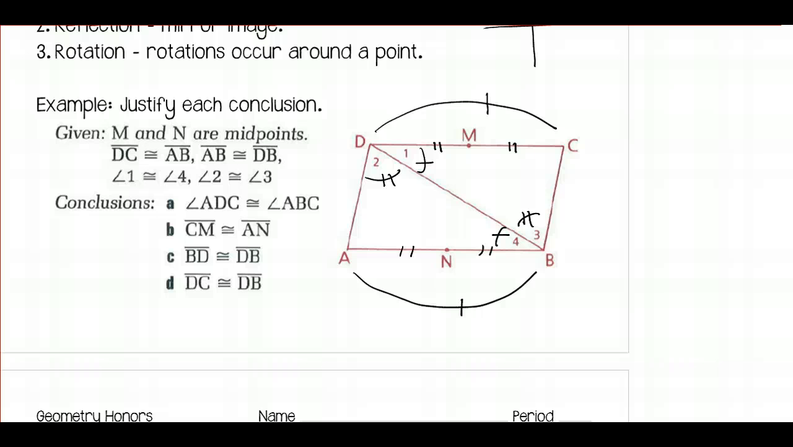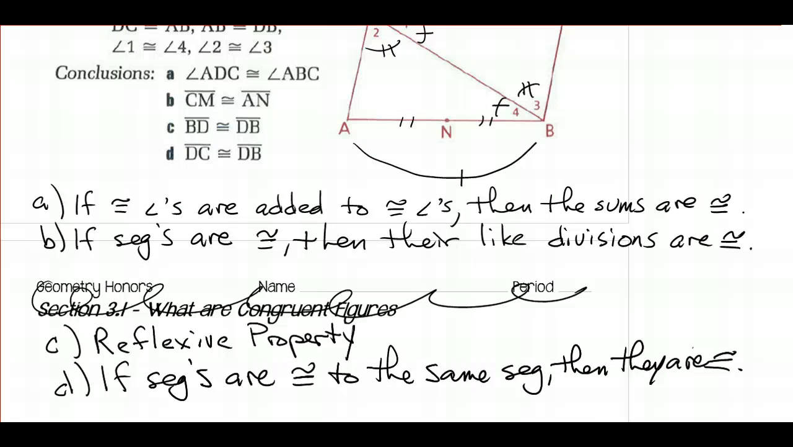And again, if you have questions about why any of the reasons are what they are, make sure you ask me. Okay, so here are the answers to A, B, C, and D. If congruent angles are added to congruent angles, then the sums are congruent. Part B, if segments are congruent, then their like divisions are congruent. Part C is the reflexive property, and if you notice up here it says BD congruent to DB, so see if you can figure out why those are switched around like that. And then the last one, if segments are congruent to the same segment, then they are congruent. That's one of our forms of transitive property.